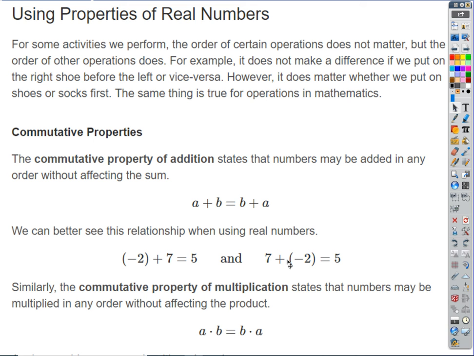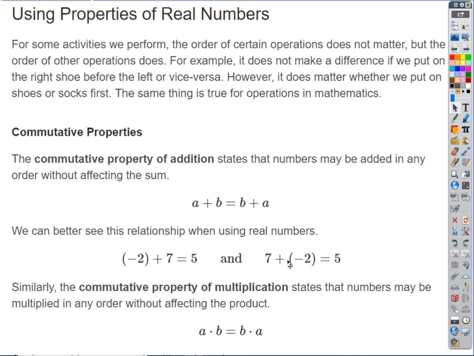So the commutative properties just say that when I'm adding two things together or multiplying two things together, I can commute the positions of the terms in the sum or the factors in the product. A plus B is the same as B plus A. It makes no difference, right? 2 plus 5 equals 5 plus 2. Agreed? 3 times 4 equals 4 times 3, right? It works for addition and multiplication.